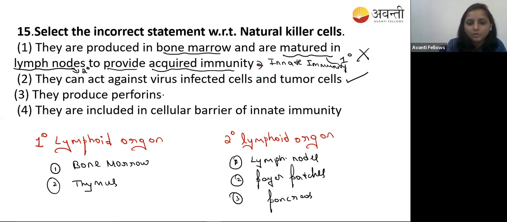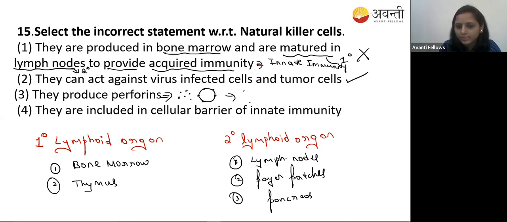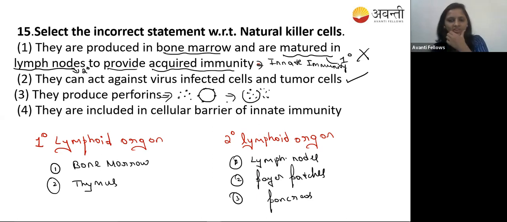Yes, guys. So you know how the natural killer cells work. They produce a type of chemical called perforins, and these perforins create pores in the cells. When the pores are created, the cell will burst and release all its contents outside the cell. So that is how the perforins work. So this statement is also correct.